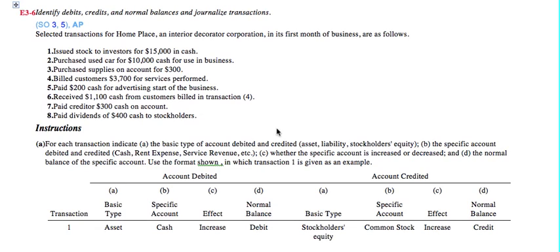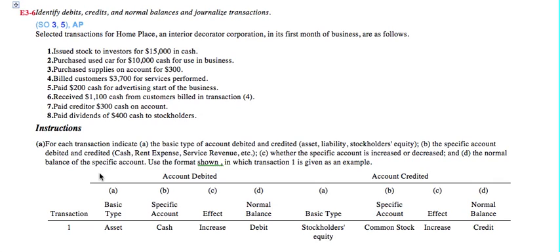Get you started on this problem, exercise E-6. Identify debits, credits, and normal balances and journal transactions. It is a file uploaded on the Moodle site. It says selected transactions for Home Place and Interior Decorator Corporation in its first month of business are as follows, and it lists them here.